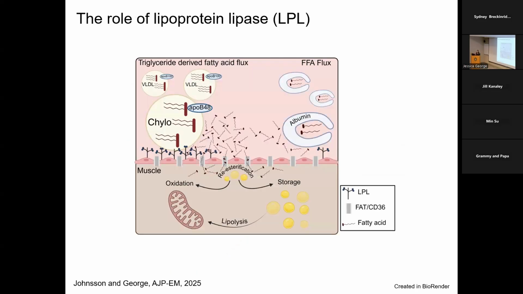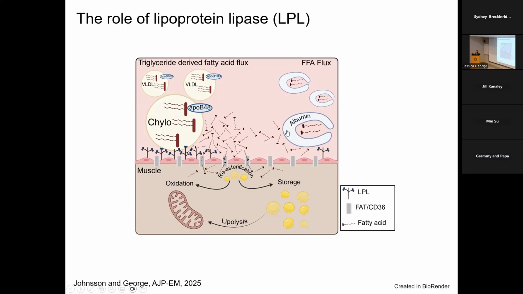Here we have another schematic to present spillover. On the right, we have free fatty acids from adipose tissue that are delivered to muscle, carried on albumin. On the left are chylomicrons carrying meal triglycerides. Chylomicrons interact with LPL on the endothelial membrane to release, or lipolyze, fatty acids.